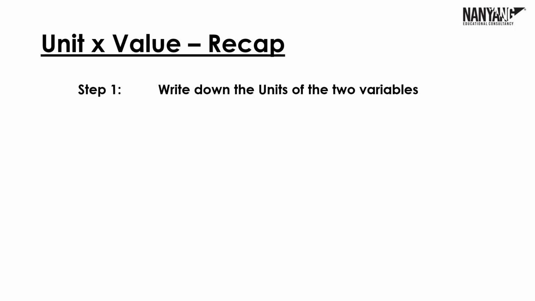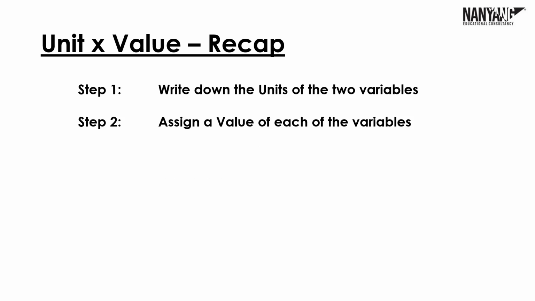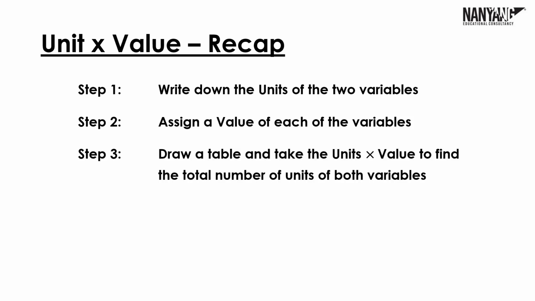Now let's do a recap. First, we write down the units of the two variables. Then we assign a value for each of the variables. After that, we draw a table and take the unit times the value to find the total number of units of both variables. Next, we find 1 unit, and finally, we can solve the question.